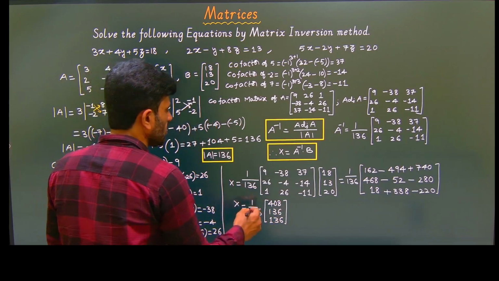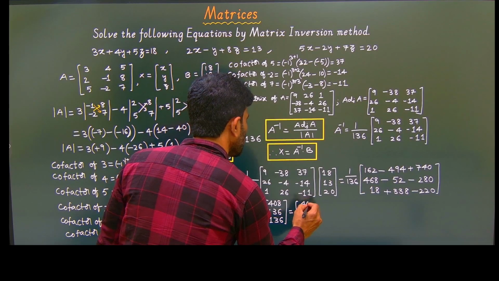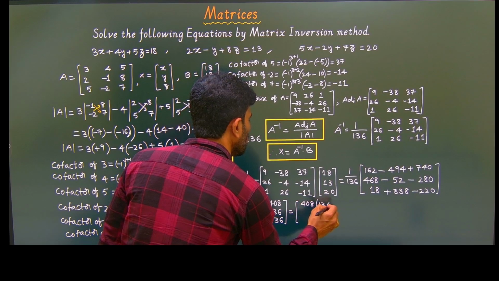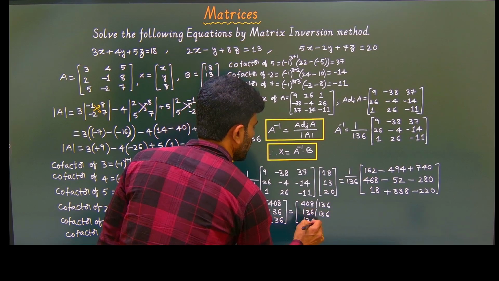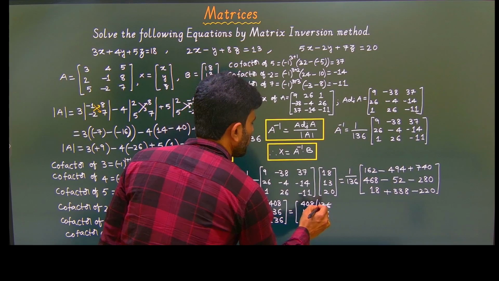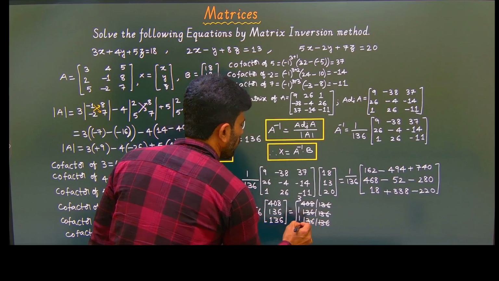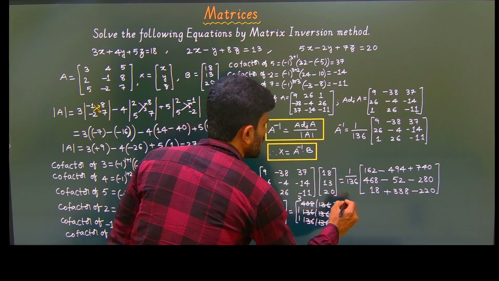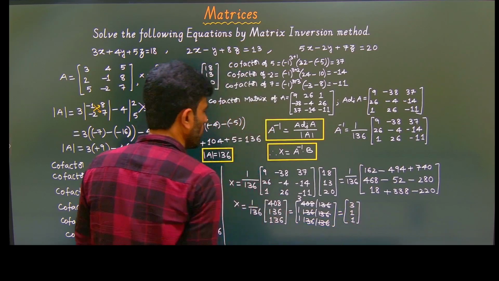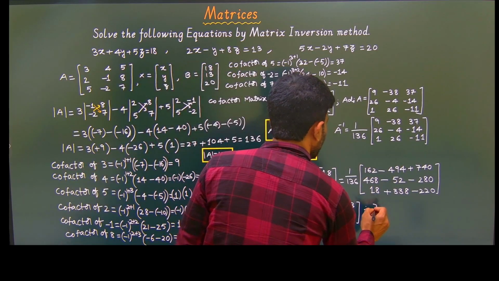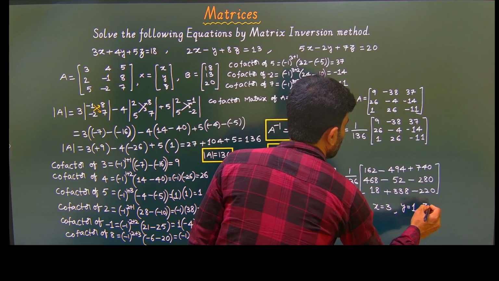So like this we got the result. 136 should be divided everywhere. So 408 by 136, the second element 136 by 136, and the third element 136 by 136 again. After cancellation, 136 3s are 408, 136 1s are 136, again 136 1s are 136. So we get this matrix as 3, 1, 1. So x is equal to 3, y is equal to 1, z is equal to 1. So our final solution: x is equal to 3, y is equal to 1, and z is equal to 1.